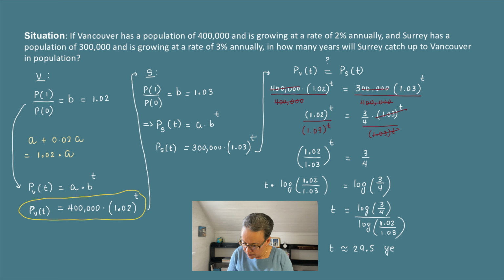And the decimal approximation should be about 29.5 years. That means that it will take about 29.5 years for the population of Surrey to catch up all the way to the population of Vancouver, for those two populations to be equal to each other.